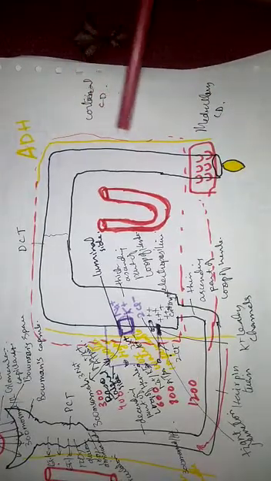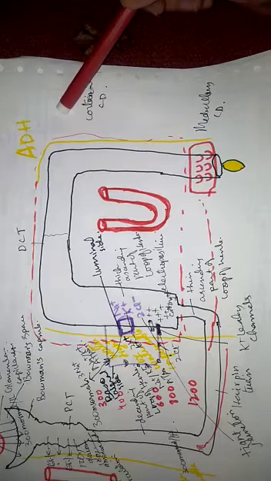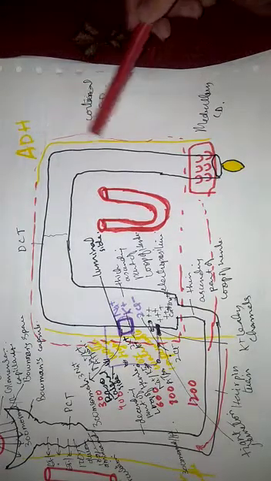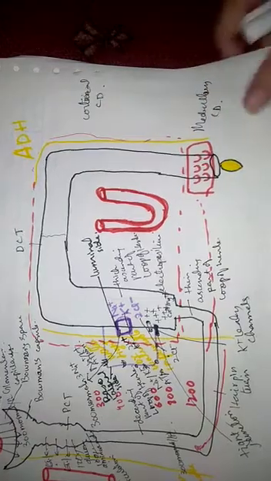Now comes the last part, that is the ADH. In the presence of ADH, water here is reabsorbed, and this results in highly concentrated urine. But in the absence of ADH, the last part is impermeable to water, so a highly diluted amount of urine would be passed. That's all.